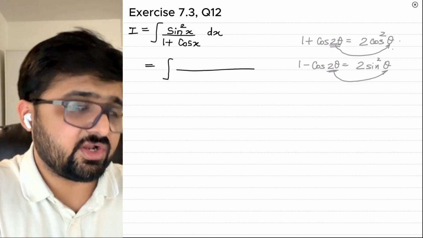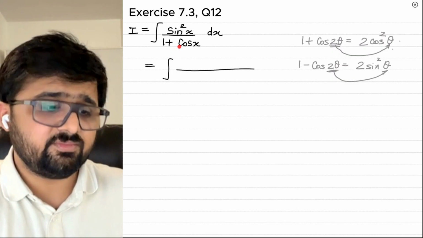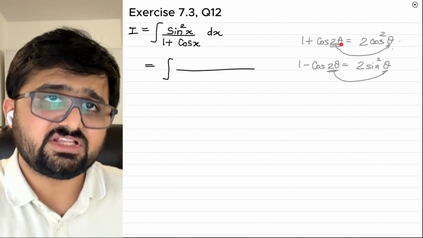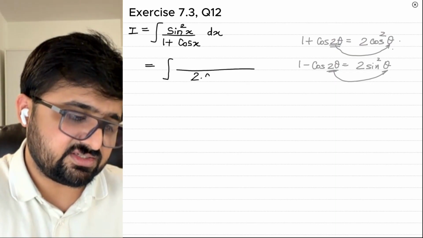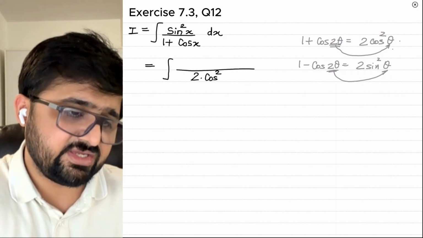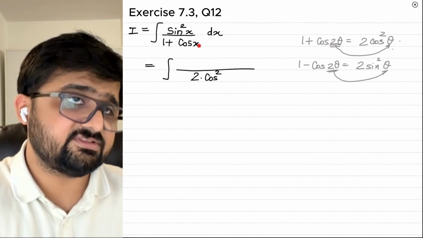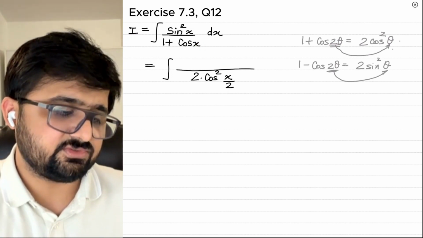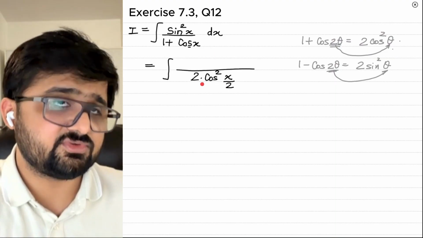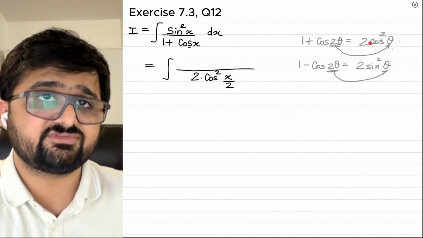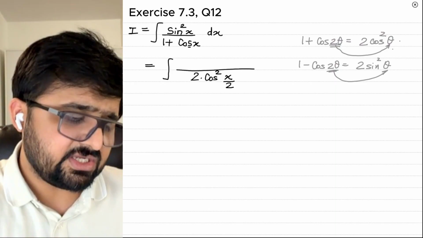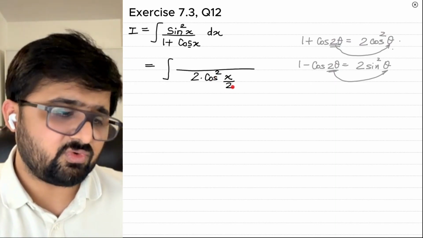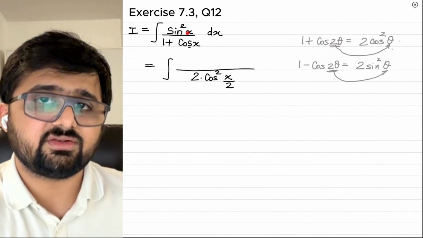Let's first work on the denominator. In the denominator, you can convert 1 plus cos using this formula. 1 plus cos 2 theta can be written as 2 cos square theta, where the angle becomes half, so x will become x by 2. So 1 plus cos x will become 2 cos square x by 2 using this formula. Now, if we are converting the angle of the denominator to x by 2, why not convert the angle of the numerator also to x by 2?